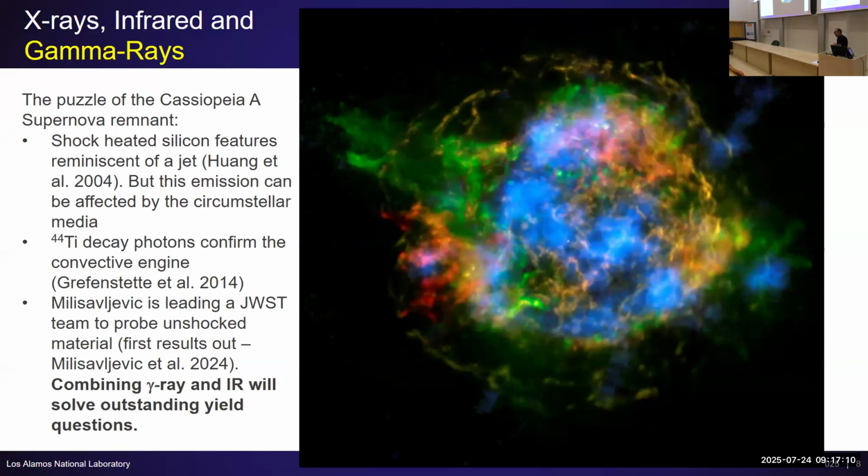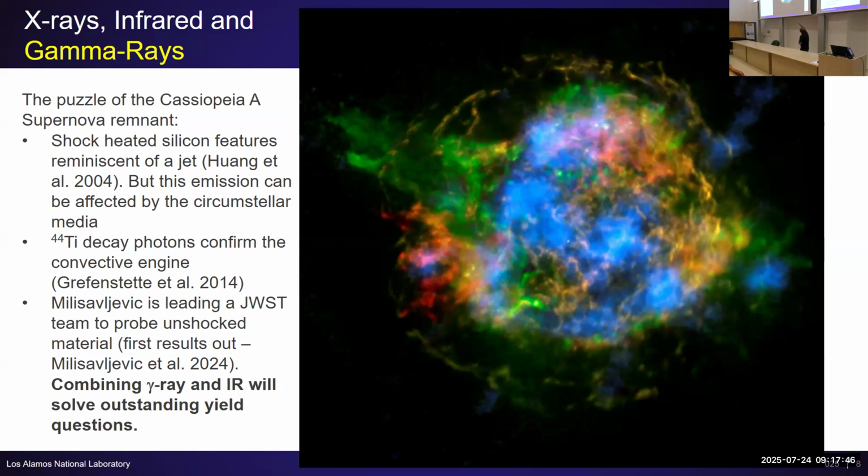If you threw away the blue image, which is titanium-44 decay lines from NuStar, you would have this green feature, which is silicon, and you would say, it looks like a jet. And in fact, we did an observation with the Chandra telescope, and all of the observers on that paper wanted to claim that this was a jet. All of the observers. The only people in the paper that did not like it were the theorists.